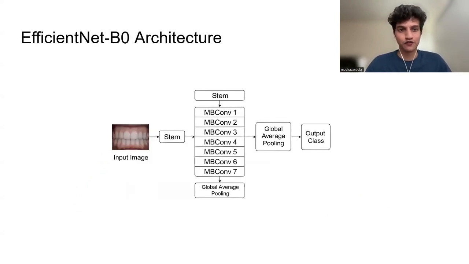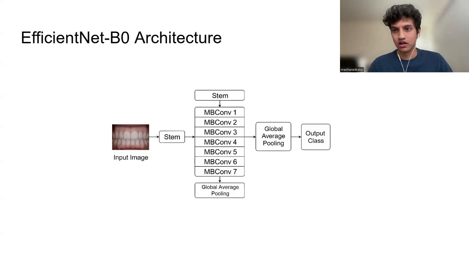So coming to the EfficientNet architecture. The model begins by taking in the image and passing it through an initial convolutional layer called the stem. This layer shrinks the image slightly and starts picking up basic patterns like edges and textures.